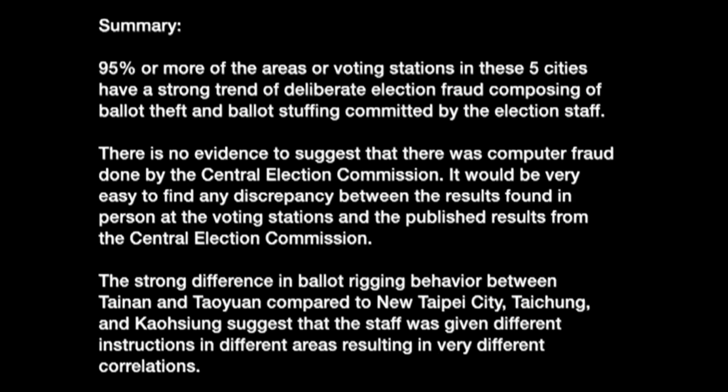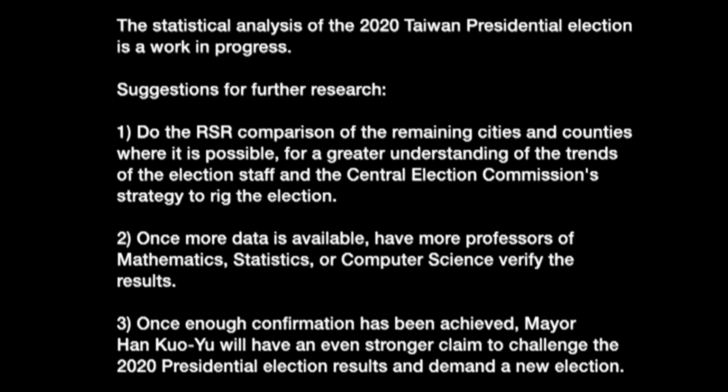The strong difference in ballot rigging behavior between Tainan and Taoyuan compared to New Taipei City, Taichung, and Kaohsiung suggests that the staff was given different instructions in different areas, resulting in very different correlations. The statistical analysis of the 2020 Taiwan presidential election is a work in progress. Suggestions for further research. Number 1.